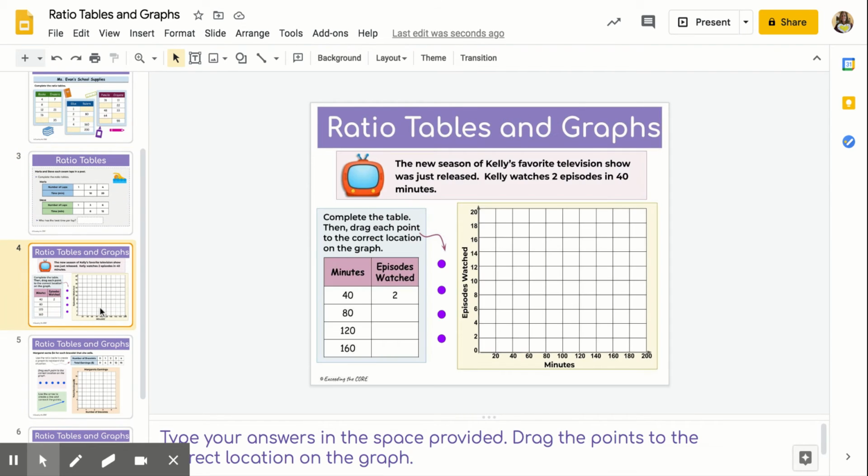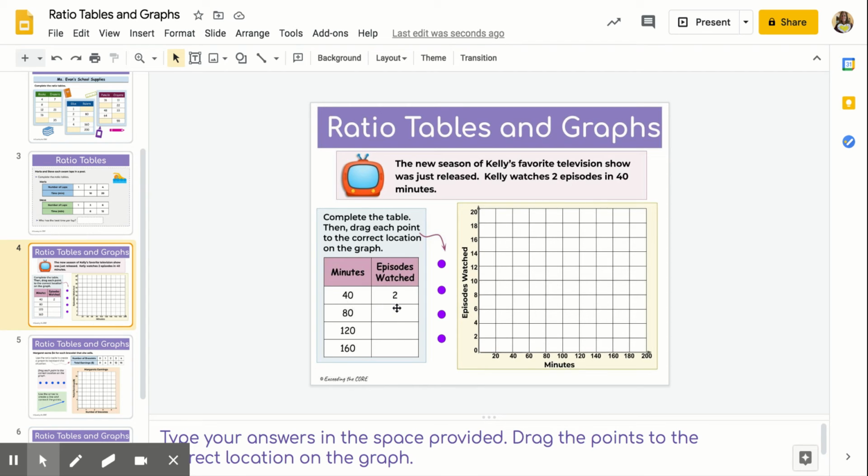The cool thing about ratio tables is it gives us some coordinate pairs. It gives us pairs of numbers that are reflecting that ratio, and we can use those pairs to graph on a graph. So you have an x-axis and a y-axis. The x-axis is horizontal. It's this line that goes across the bottom of the graph. The y-axis is vertical, and it is this one here that is to the left of the graph.